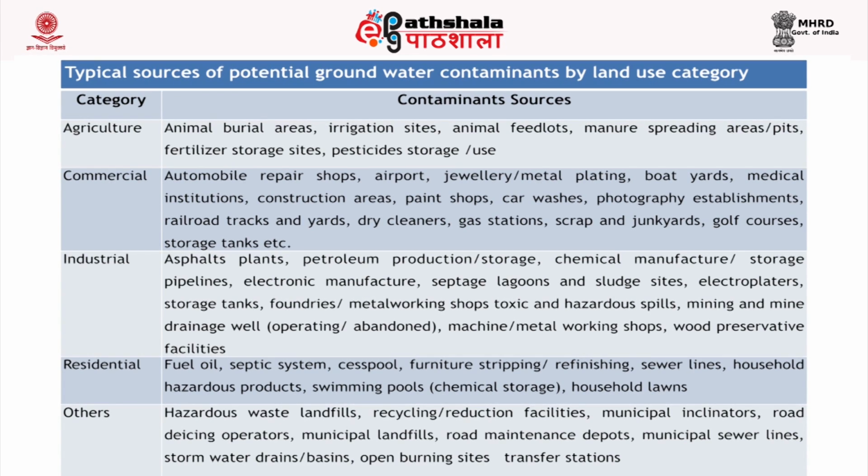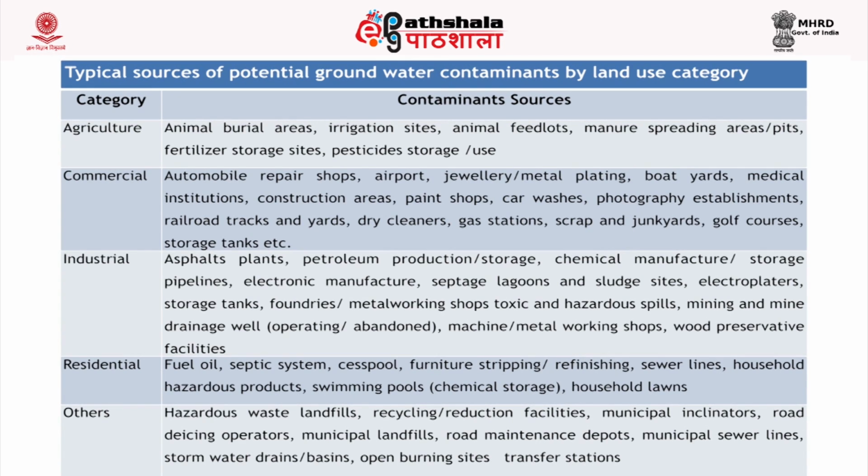For example, in agriculture, various activities like animal burial areas where dead animals are buried, irrigation sites, animal feedlots, manure spreading, fertilizer storage and pesticide storage, and leaching from these storage sites can reach the groundwater and contaminate it. Various commercial activities like repair shops, airports, jewelers, boatyards, medical institutions and paint shops contaminate groundwater when water mixes with these sites and percolates.